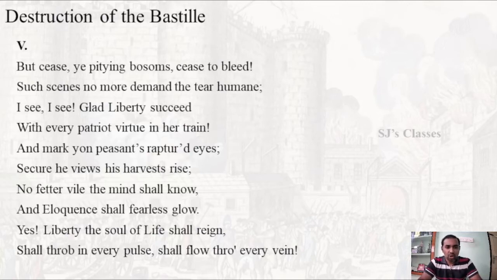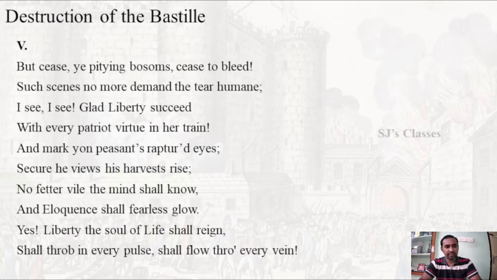"Such scenes no more demand the tear humane." Such scenes, meaning the scenes of terror and anguish, no more demand the tear humane, meaning the ones who create these scenes of terror and anguish do not deserve a tear or a humane approach. The lines could also be interpreted as Coleridge asking the ones who suffer to stop crying over the terror and anguish they face and to act against their oppressors.